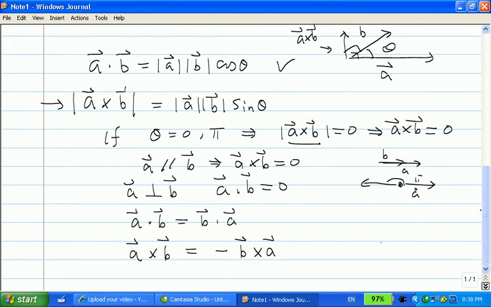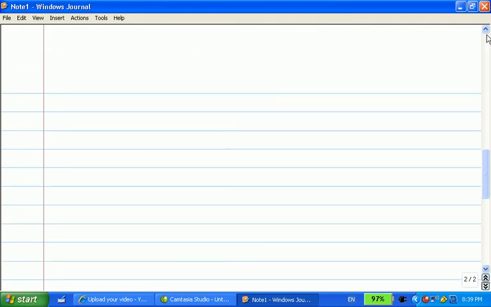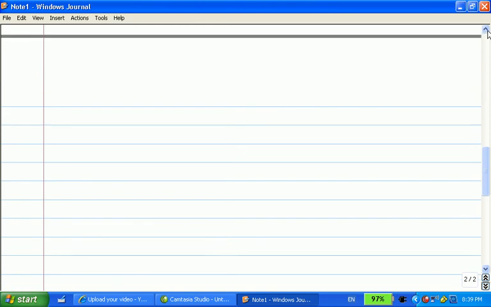So let me draw you a picture. If this is A, this is B, then A cross B gives you a vector like this. And B cross A gives you the one with the same magnitude but opposite sign. I strongly suggest you read a book that has a picture showing you which sign, which direction to go.